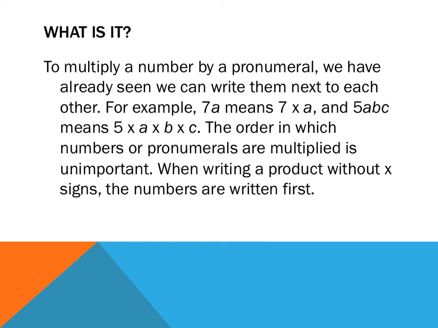When writing a product without the multiplication signs, the thing we have to remember is that the numbers are always written first. So, if I get given something like 5 times A times B times C, and I try to simplify it or write it without the multiplication signs, I never write ABC5. I always make sure I write the 5 first. It's not really important, but it's a good idea to write my pronumerals in alphabetical order.